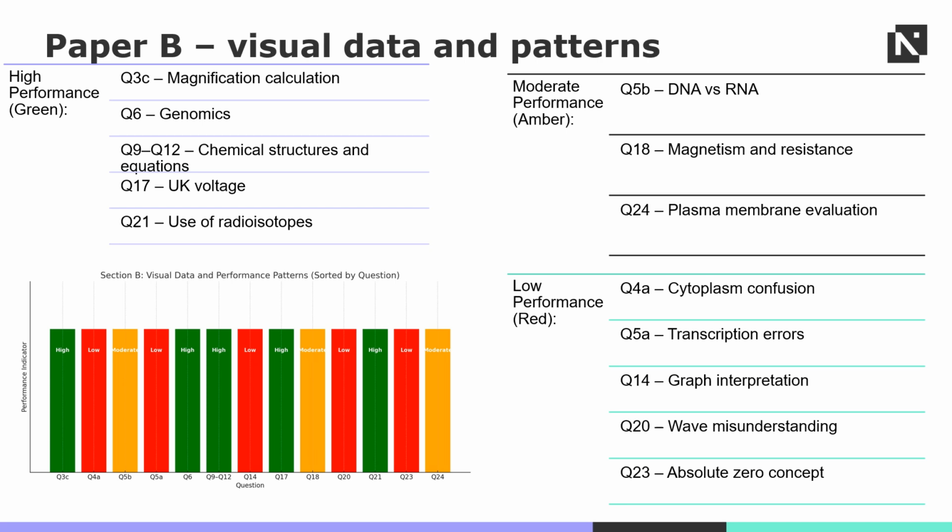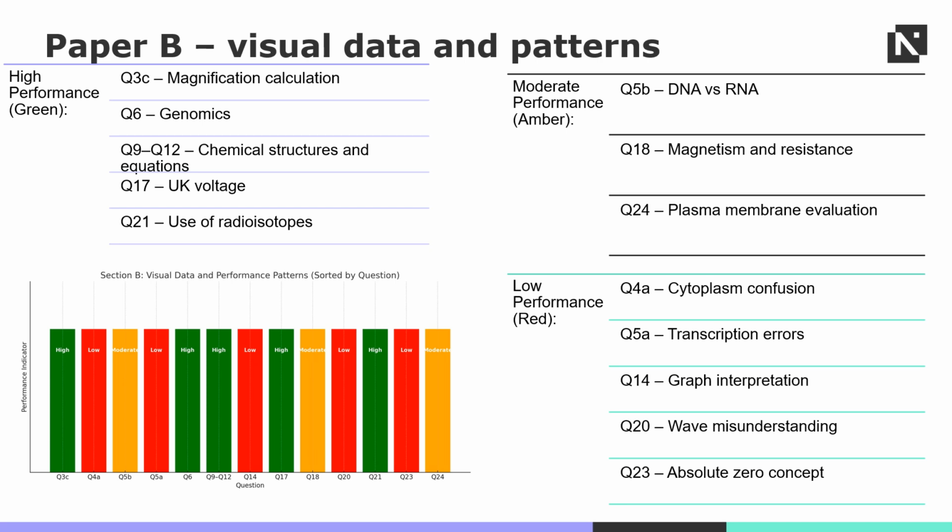Question 17, focused on UK mains voltage, was straightforward and widely answered correctly. And question 24, which asked about the use of radioisotopes in medical imaging, was tackled well by students who made informed comparisons and judgments. In the amber zone, performance was mixed. Question 5P asked for comparisons between DNA and RNA. Students often gained partial credit but missed full marks by not making complete comparisons.